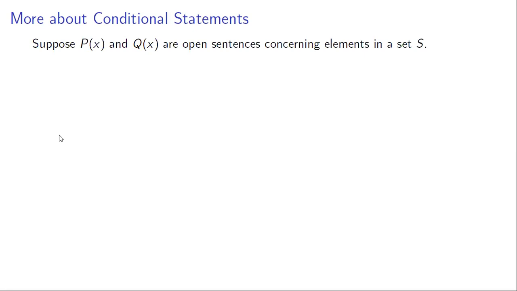We have a little bit more to say about conditional statements. Those are statements of the form, if something, then something. Suppose P(X) and Q(X) are open sentences concerning elements in the set S. They're talking about elements of the set S.